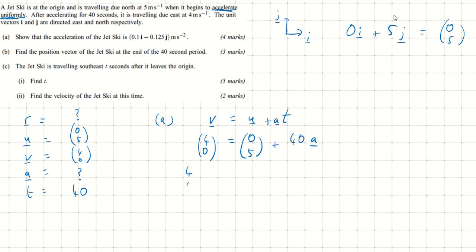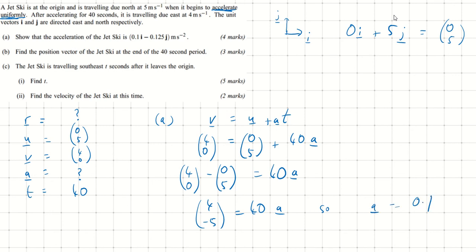Let's move the 0, 5 to the other side. So I get 4, 0 minus 0, 5 equals 40a. Dividing both sides by 40 gives a is 0.1, minus 0.125, which is the same as 0.1i minus 0.125j meters per second squared, which is what part A told us to work out. So that worked out fine. Great. Let's move on to part B.